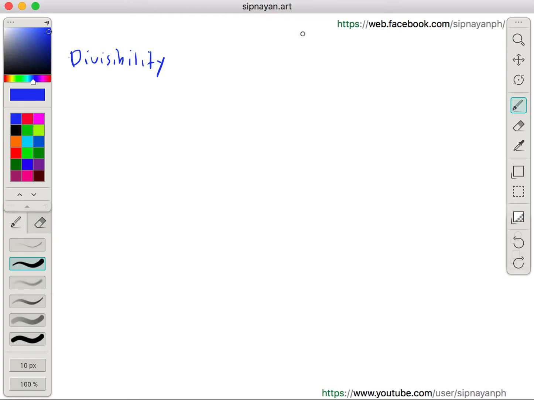For example, paano ba natin malaman if a number is divisible by, for example, is 25,642 divisible by 3, no? So, paano natin malalaman if this number is divisible by 3 without actually dividing this number by 3, no? Without manually dividing. So, bali yan yung i-discuss natin sa series na to.